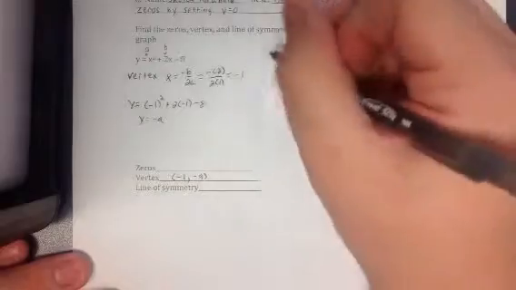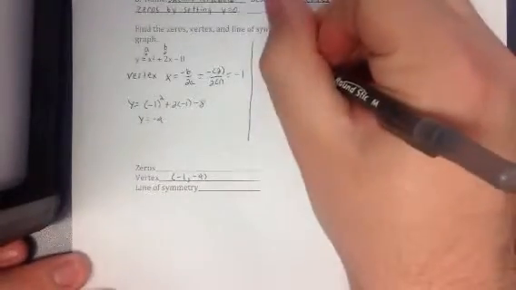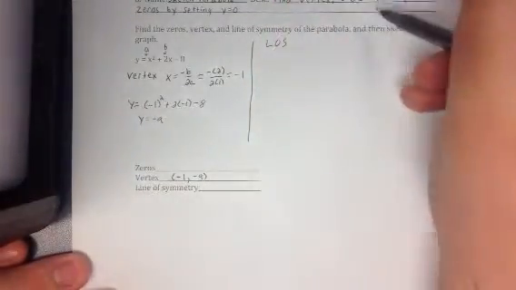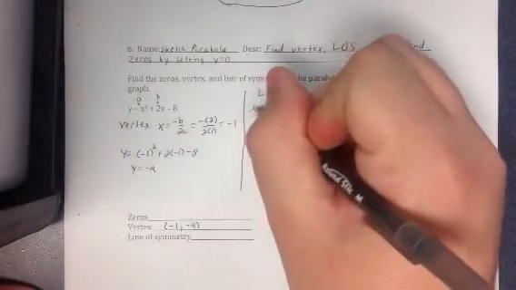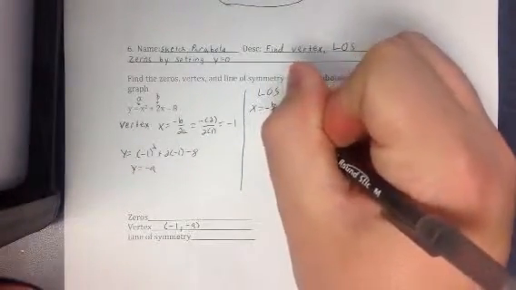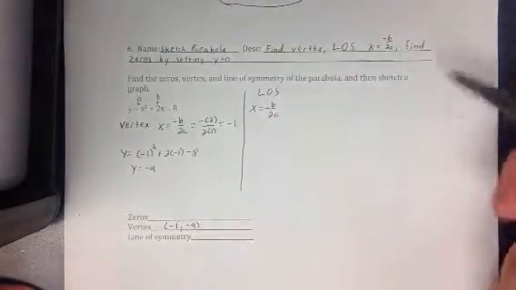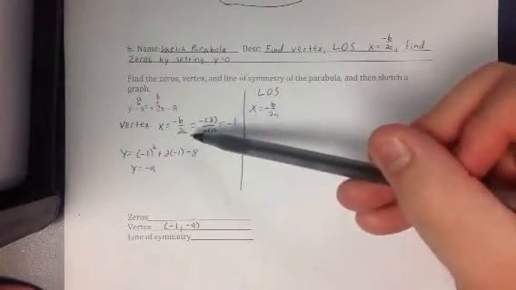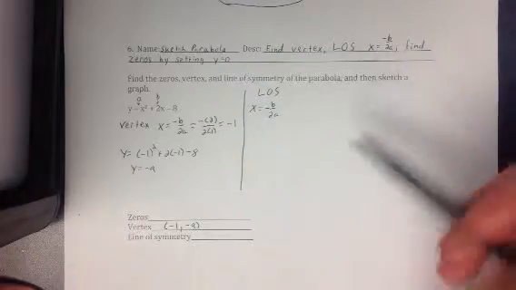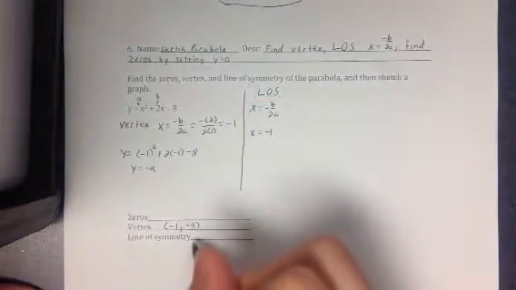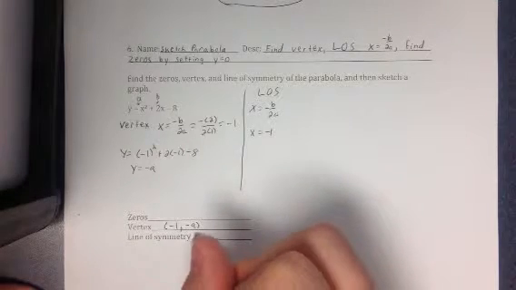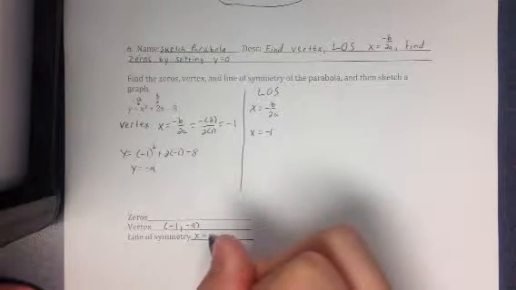Now the line of symmetry we got in our description up here. The line of symmetry is x equals negative b over 2a. Well, we've already got that. We've already found out what negative b over 2a is, and that's negative 1. So my line of symmetry is x equals negative 1.